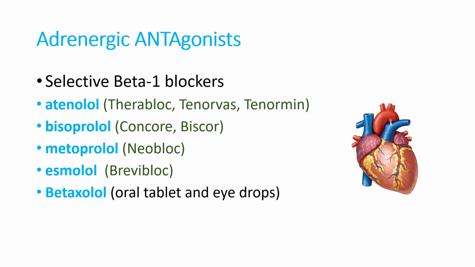These drugs primarily block beta-1 receptors in the heart while sparing beta-2 receptors in the lungs and peripheral vessels. Examples include your atenolol under the brand name Therablock, Tenormin, bisoprolol under the brand name Biscor, the popular drug metoprolol under the brand name Neoblock, esmolol under the brand name Brevibloc, and also available in oral form or eye drops, your betaxolol.